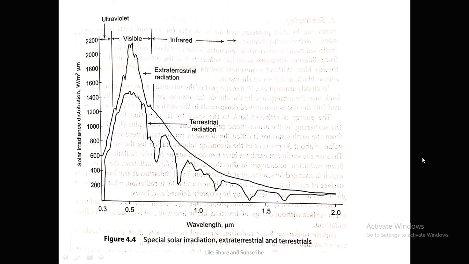Yeah, this is the figure we can see here. On the x-axis there is wavelength, and on the y-axis the solar irradiation distribution, in watt per meter square micrometer. There are two curves here: one curve at the top, and below it there is one more curve. The first curve is the extraterrestrial radiation, and the second curve is the terrestrial radiation. We have already explained this. Extraterrestrial radiation is huge, so it will be depleted to a lesser level as terrestrial radiation after entering the Earth's atmosphere.